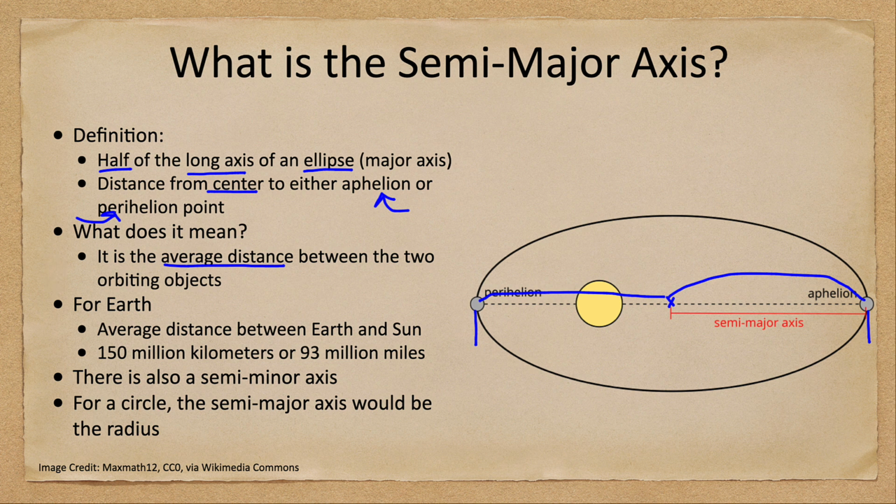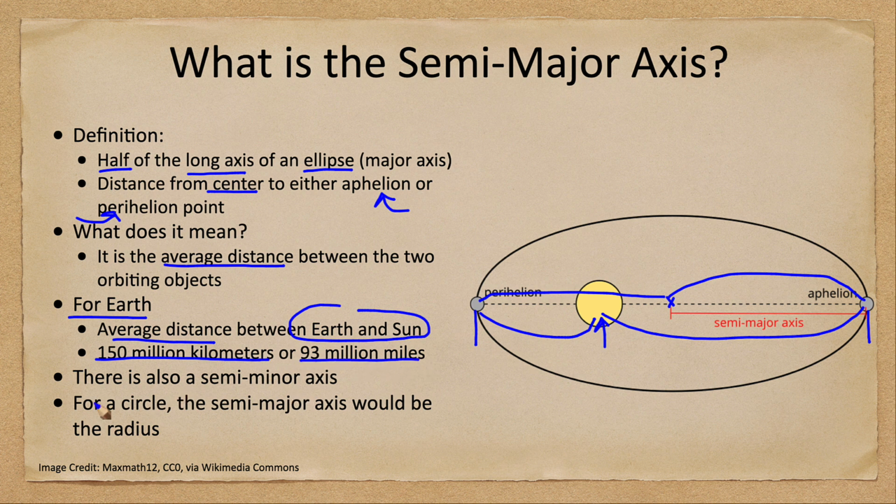So when we look at this specifically for Earth, we have the average distance between Earth and sun. Sometimes we're a little bit closer because, with the sun being here at perihelion, the distance is smaller than at aphelion. But the semi-major axis averages all that out. So for the Earth, it's about 150 million kilometers, or about 93 million miles. And that is what we call the semi-major axis. So it's half the major axis.